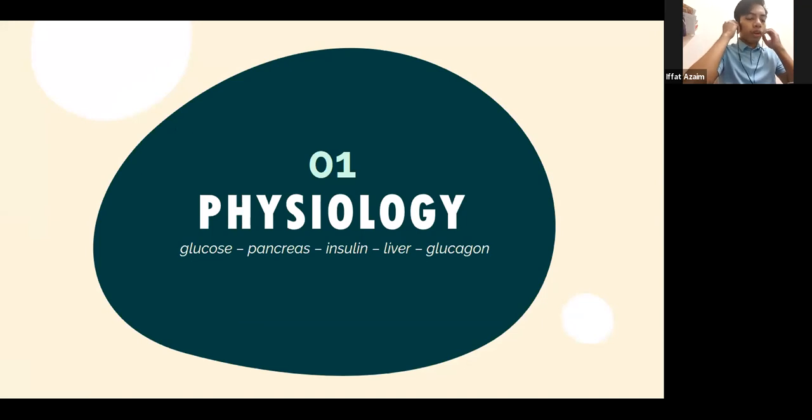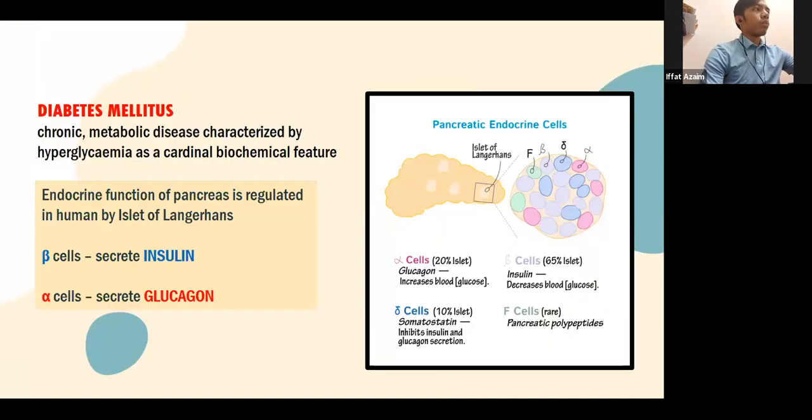So when we talk about diabetes mellitus, for sure, we are talking about the blood glucose level and also its regulation in our body. So diabetes is referring to the chronic metabolic disease characterized by hyperglycemia as its cardinal biochemical feature. So as we all know, diabetes is an abnormal condition, and of course there must be something wrong with the blood glucose homeostasis process. And it is important for us to know first regarding the normal physiology.